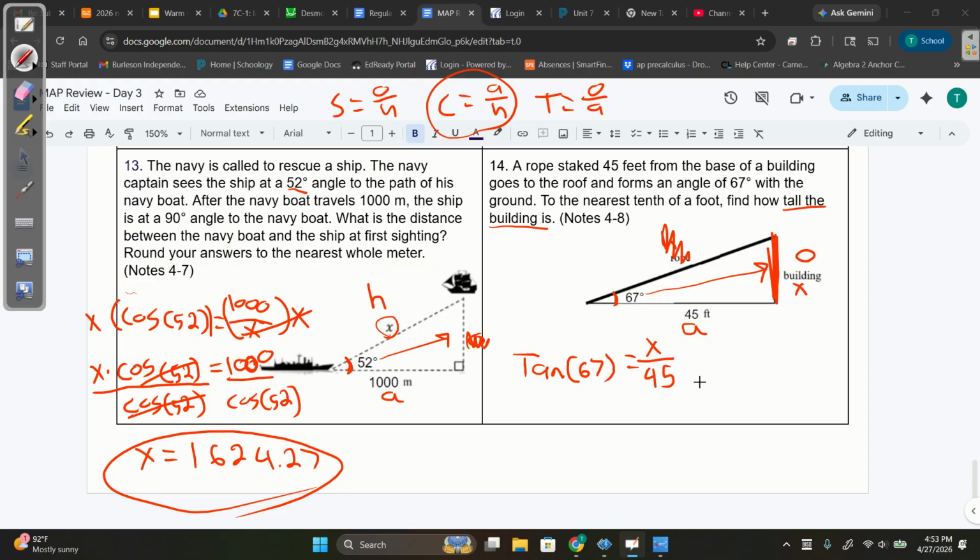To get rid of a fraction, we've got to multiply by the denominator. Here, the two things cancel out, and I'm left with x. Typing this into the calculator, I should get 106.01. Hypothetically.